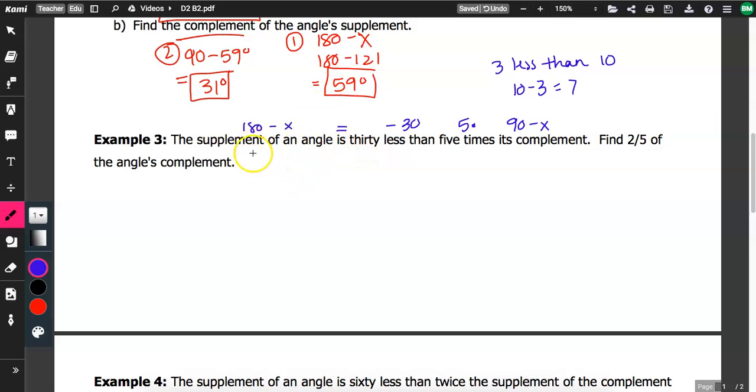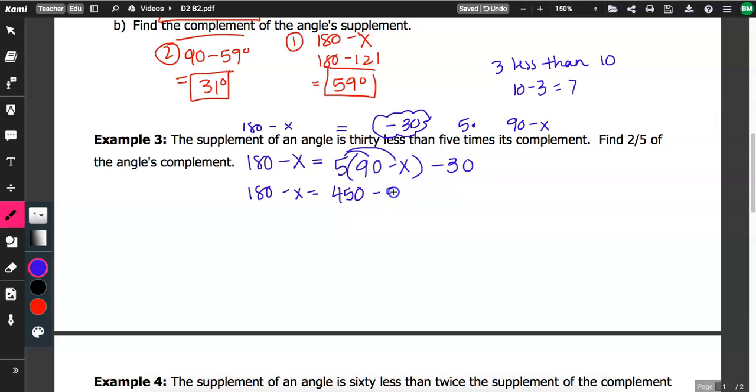So I'm going to start by writing out my equation. We said 180 minus X equals, remember this goes at the end. So I'll have 5 times 90 minus X, minus 30. Okay, it's 30 less than, so subtraction at the end. And then I'm solving for X here. 180 minus X equals, again, distribute first. 450 minus 5X minus 30.